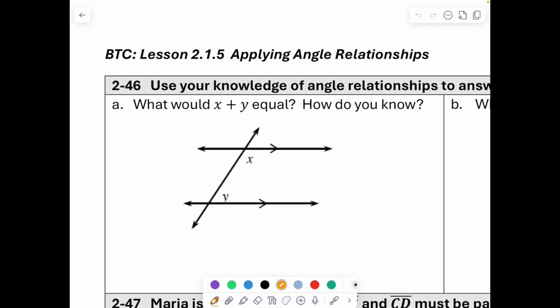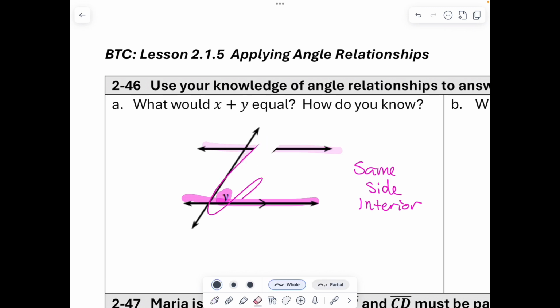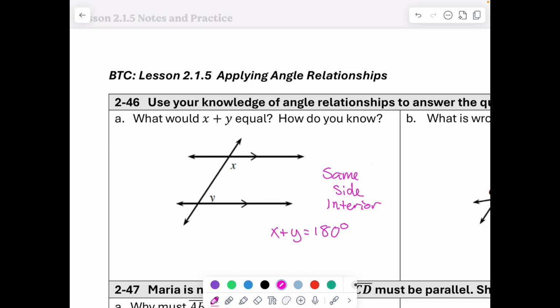Okay. So first of all, let's look at the relationship between x and y. They are both inside the parallel lines, and they are on the same side of the transversal. So these two are same side interior angles. And we know that same side interior angles are supplementary. So they should add up to 180. So x plus y should be 180.